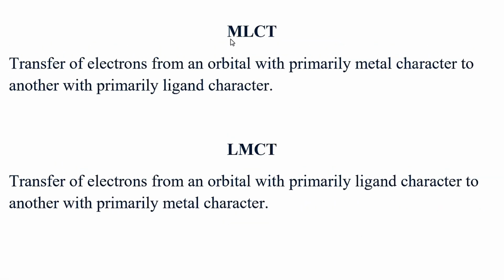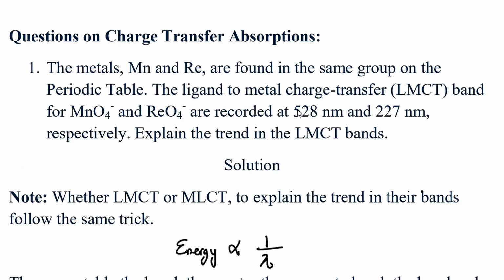Basically, metal-ligand charge transfer involves the transfer of electrons from the orbital with primarily metal character to another with primarily ligand character, right? Ligand to metal charge transfer is basically the transfer of electrons from the ligand to the metal, right? So let's look at this question.